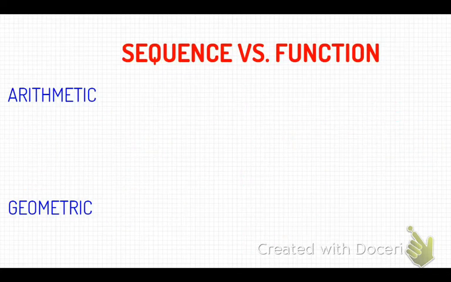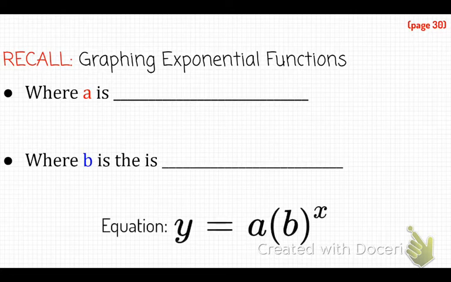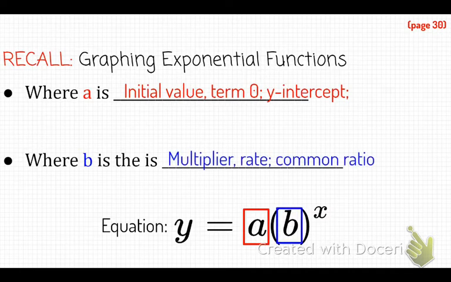Okay, if we look at our next one, here's some more information. We've already copied this down. What did I say a is? So we have y equals a times b to the x. What is a? Good, our initial value, our term 0 or our y-intercept. And what was b again? What do we call it, really? The multiplier, good. Okay, the multiplier, the common ratio, or the rate. Okay, and you guys like to call it the big slope.